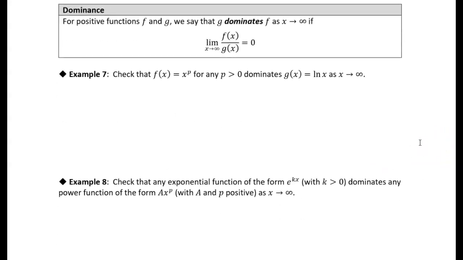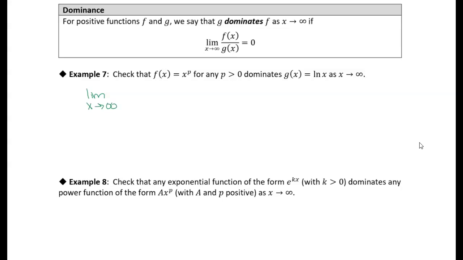So here's the example. We want to check to see if f of x equals x to some power p, for a positive power, so p is greater than 0, dominates the natural log function. We want to check that the power function dominates the natural log as x goes to infinity. So we're kind of expecting the power function to dominate, which, if you could graph a few of these, it looks like the power function is dominant.